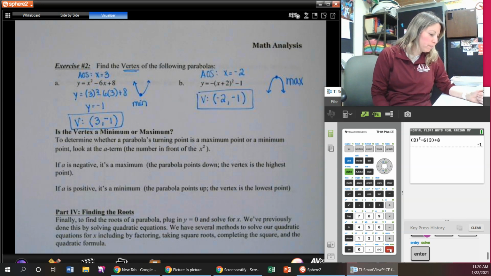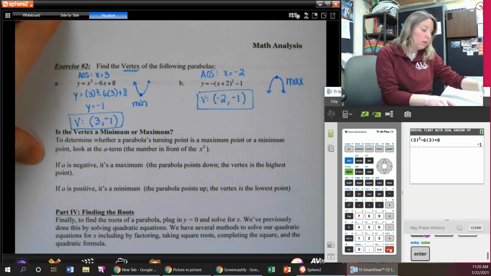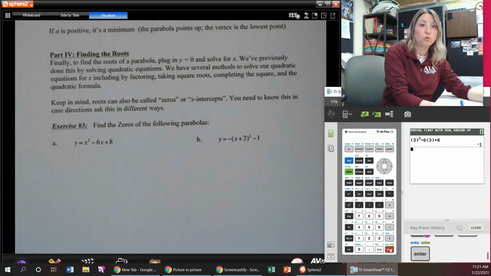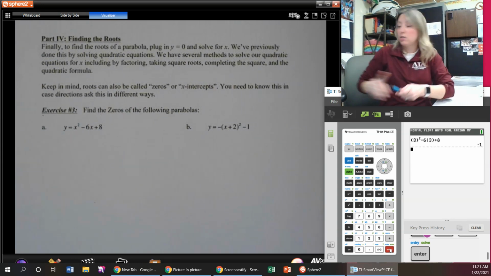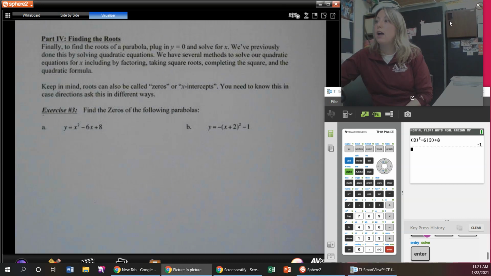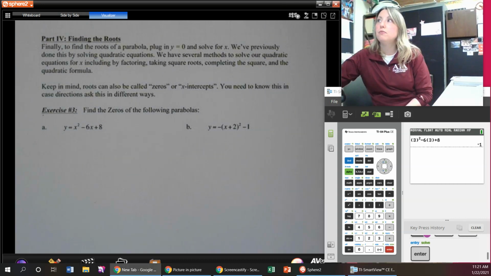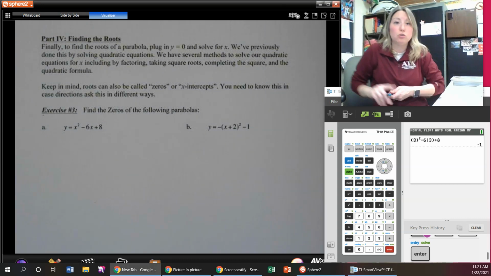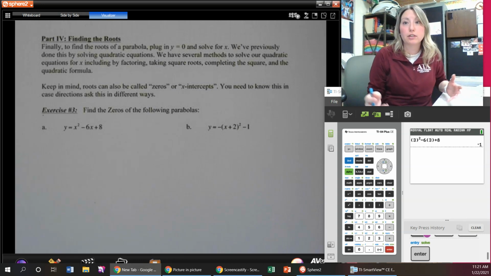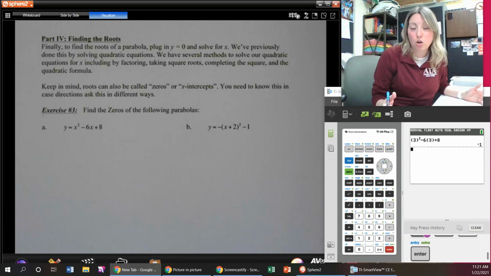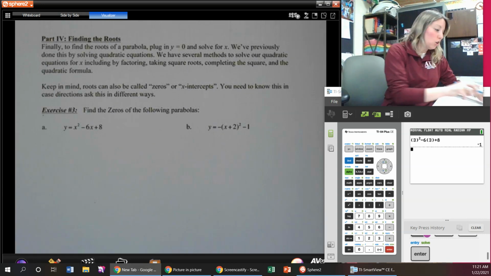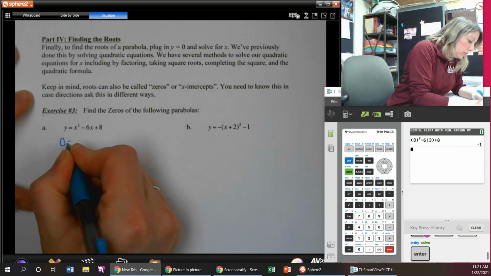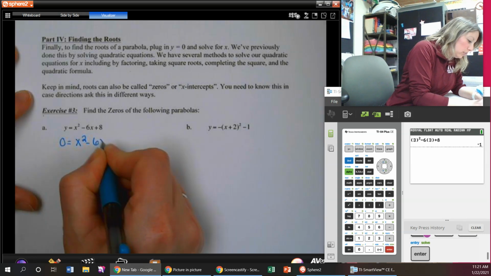Okay? Now, the whole finding the zeros thing is what we have been doing so far. Finding the roots, finding the zeros, finding the x-intercepts, all of that is what we have been doing in chapter 6 so far. It just means where are we touching or crossing the x-axis, which means you replace y with a 0 and algebraically solve.